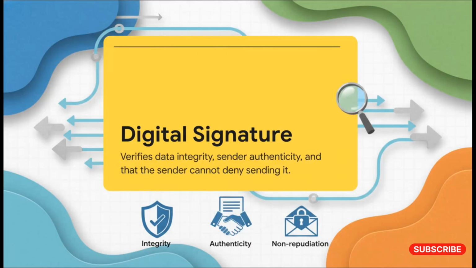Okay, so a digital signature takes everything a hash does and adds more layers of trust. It gives us three big guarantees. First, integrity, yep, just like a hash. Second, authenticity. This is the part that proves who the sender is. And third, something called non-repudiation. And this one is huge. It means the sender can't turn around later and say, "Nope, I never sent that." It's like a digital, legally binding promise.